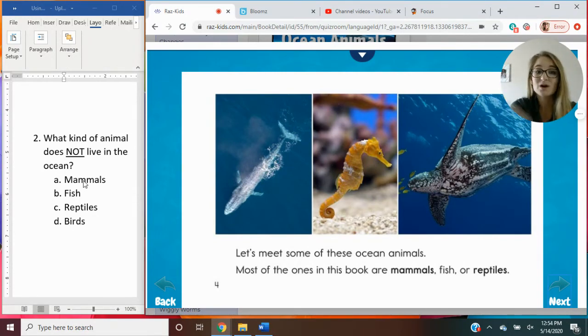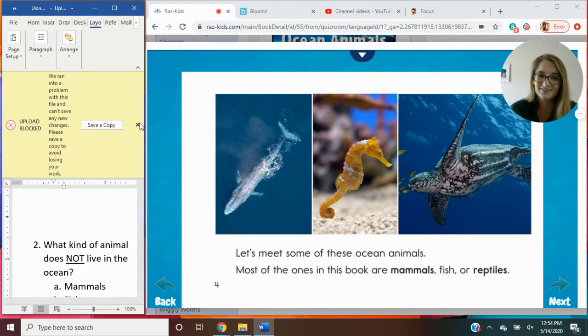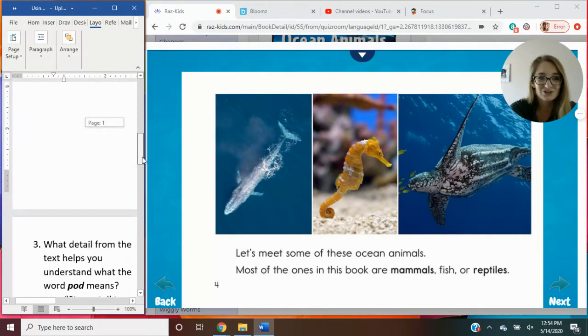Okay, which one does not live in the ocean? Mammals. We know we see that one right here. Fish. That was on there. Reptiles. Nope, that was in the text. And birds. Does it say that birds can live in the ocean? Nope, so we know that is the one that does not live in the ocean. So your answer would be birds. Good job if that's what you were thinking. All right, let's scroll down to number 3.